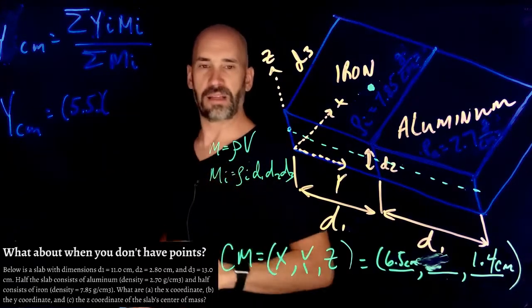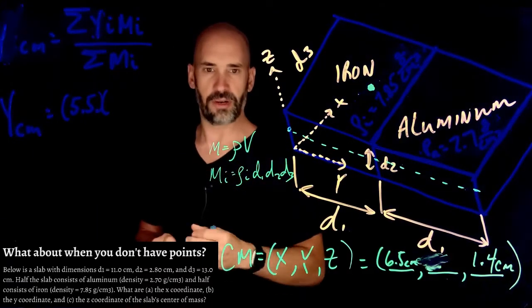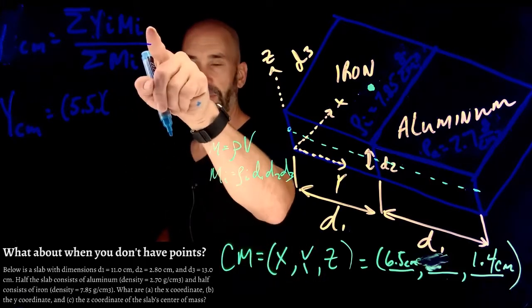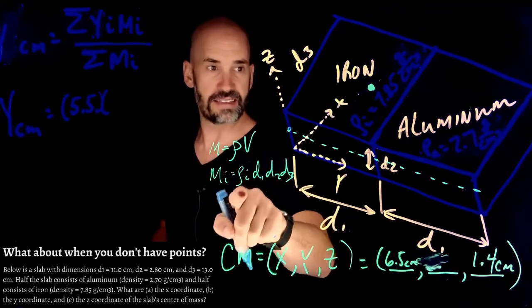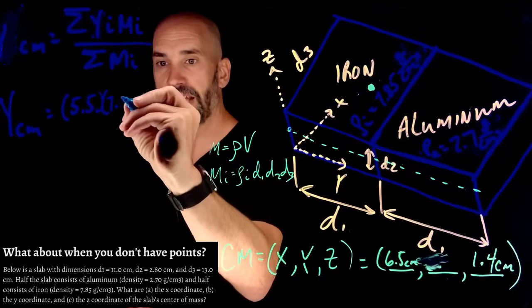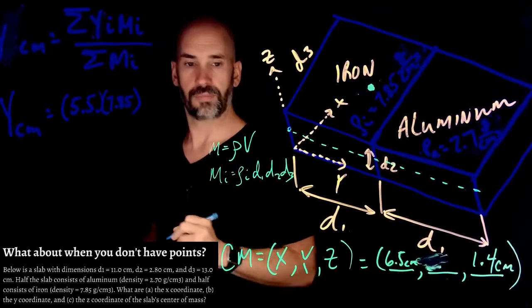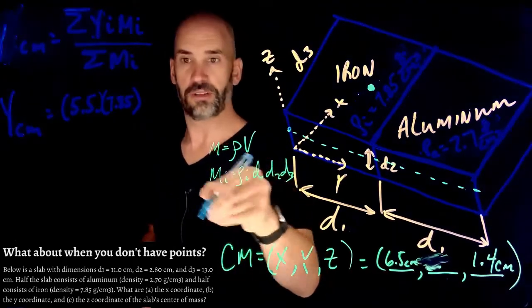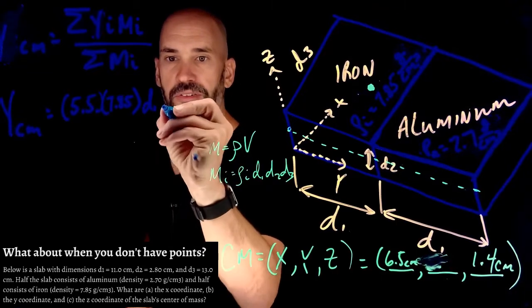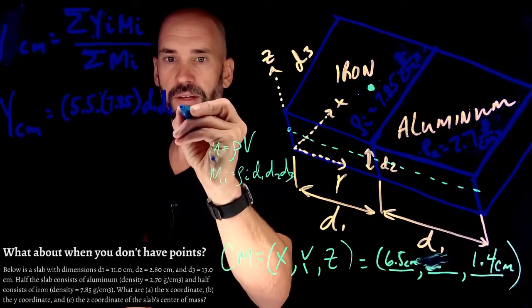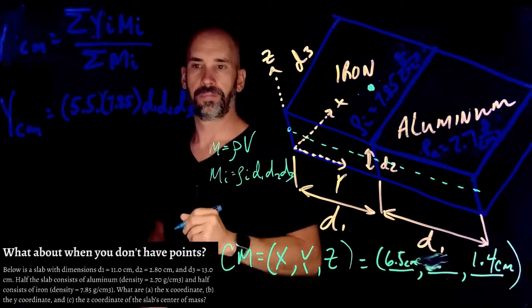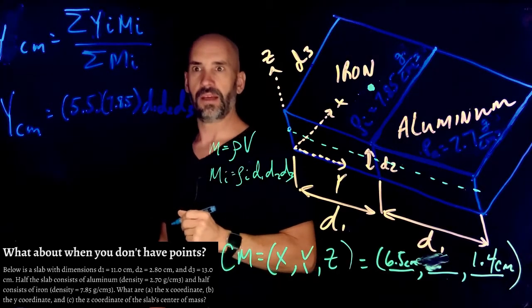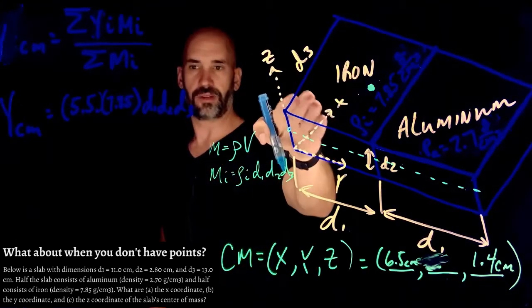You're going to see how this plays out in a second, but I'm going to roll with this right now. So I'm going to say that the mass of iron is going to be the density of iron, which is 7.85, times D1, D2, D3. And I'm not going to put those values in, and you'll see why in a second. That's my first term. That's the term for iron.